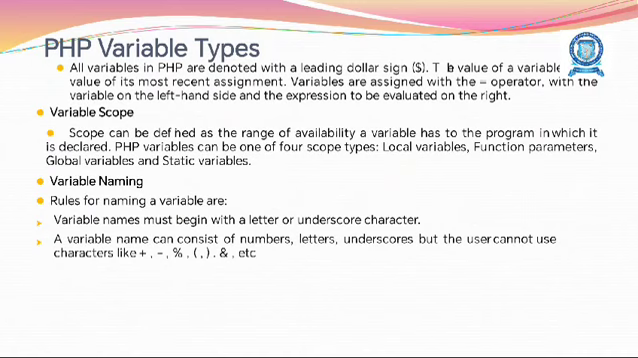Variable scope. Scope can be defined as the range of availability a variable has to the program in which it is declared. PHP variables can be one of four scope types: local variables, function parameters, global variables, and static variables. Variable naming. Rules for variable naming. Variable names must begin with a letter or underscore character. A variable name can consist of numbers, letters, and underscores, but the user cannot use other special characters.